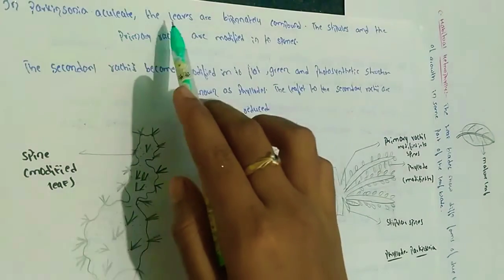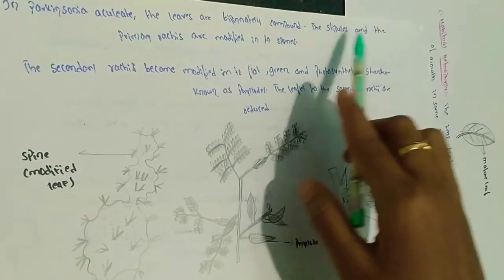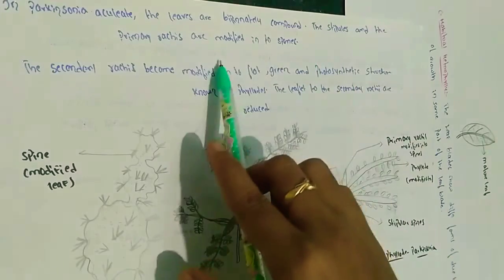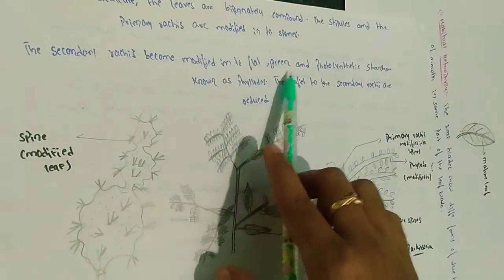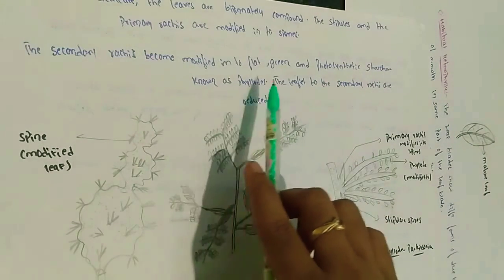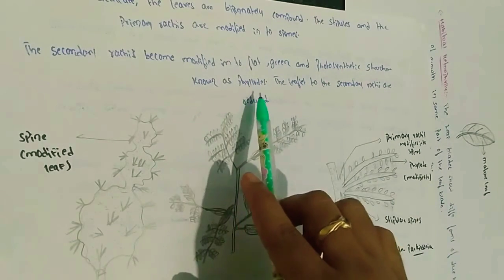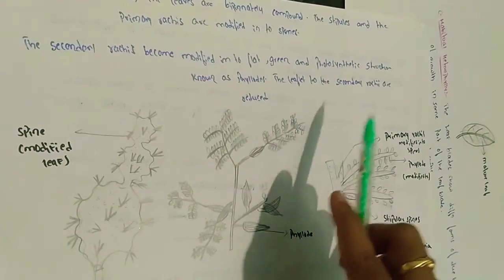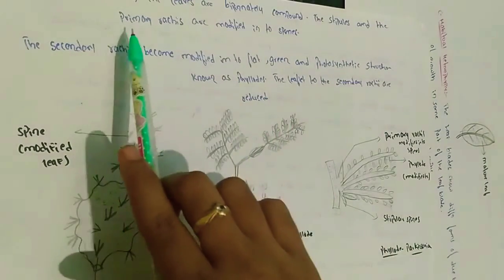In Parkinsonia aculeata, the leaves are bipinnately compound. The stipules and the primary rachis are modified into spines. The secondary rachis becomes modified into a flat, green and photosynthetic structure known as phyllodes. The leaflets on the secondary rachis are reduced in Parkinsonia aculeata.